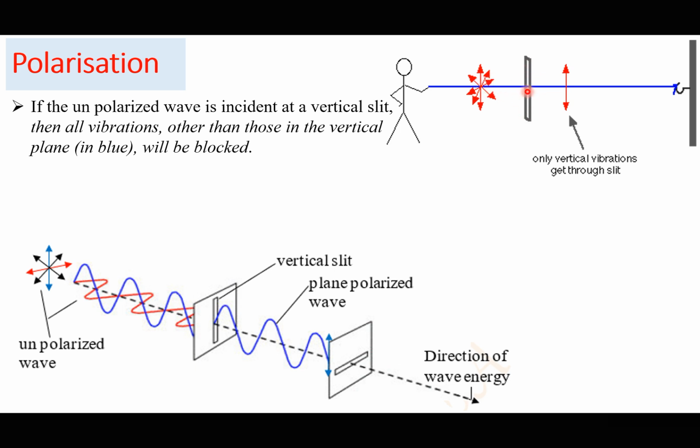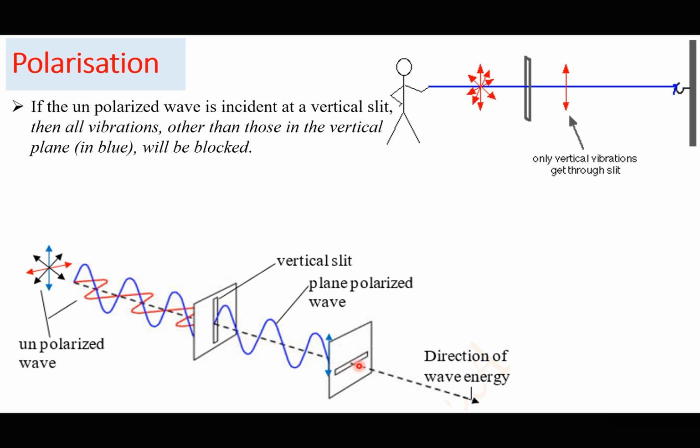So the vertical slit will cut off the vibrations in several other planes and only allow vibrations in the vertical plane to go through. So what is emerging is vibrations in the vertical plane, yet we had initially vibrations in more than one plane. So if the unpolarized wave is incident at a vertical slit, then all vibrations other than those in the vertical plane, that is the ones in the blue, will be blocked. So we have here vibrations in several other planes, and these vibrations are incident onto a vertical slit. And we notice that the horizontal vibrations, which are indicated in red, are being blocked, and only the vertical vibrations, which are indicated in blue, are passing through.